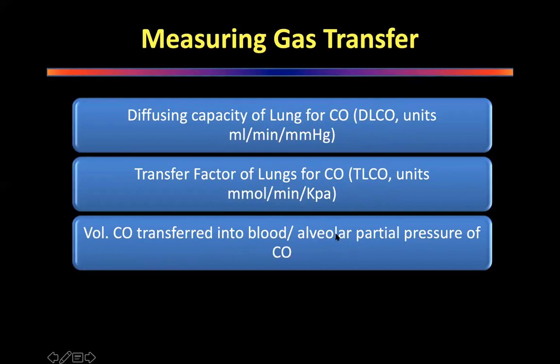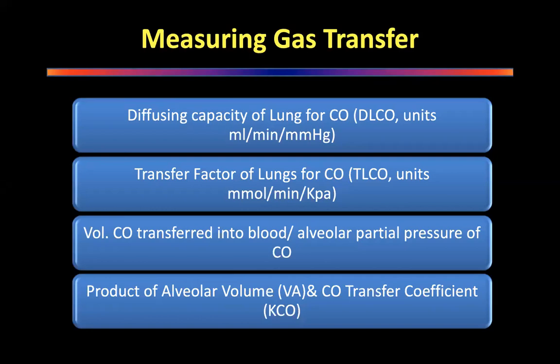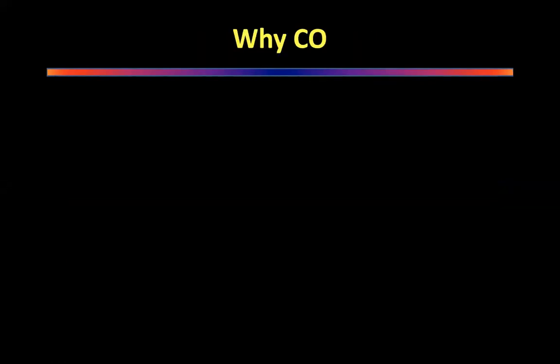And we also want to measure the alveolar partial pressure of carbon monoxide. So it's not just the volume, we are also trying to measure the partial pressure of carbon monoxide in the alveoli. And so it is a product. If you do a product of alveolar volume and transfer coefficient, then you get what is called a KCO. A lot of people don't know what a KCO is. KCO is a product of alveolar volume and the transfer coefficient. Stay with me with these words because we'll understand more in a minute.